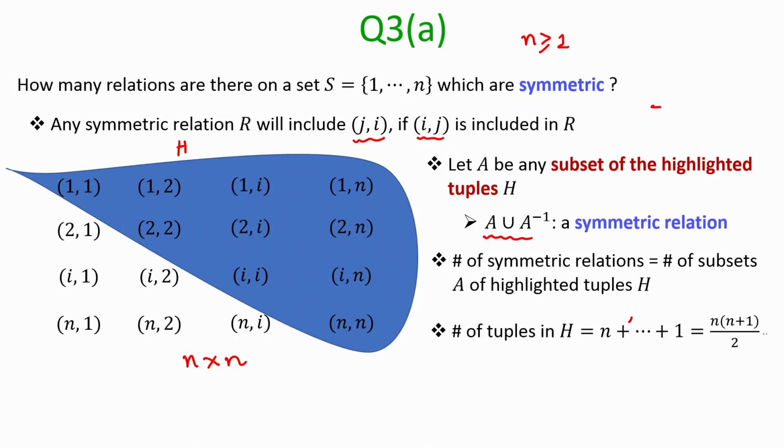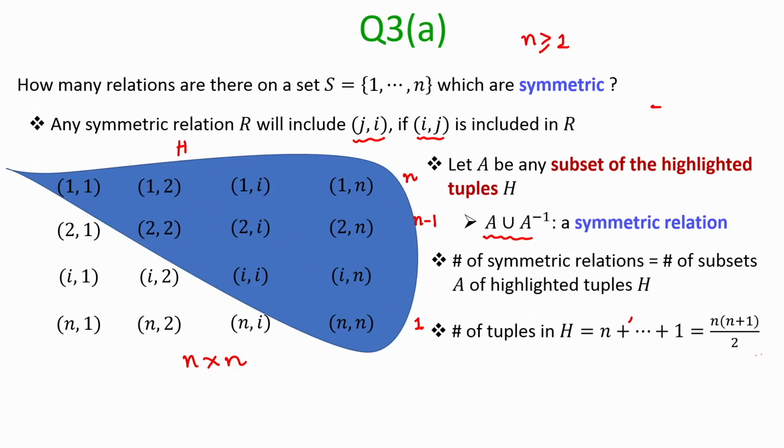My claim is it is n times n plus 1 over 2. This is because in the first row you have n tuples. In the second row of the upper triangular matrix you have n minus 1 ordered pairs, and like that in the last row you have only one ordered pair.